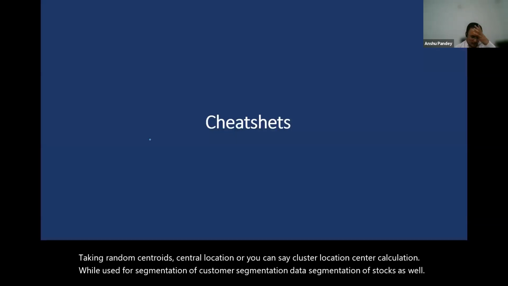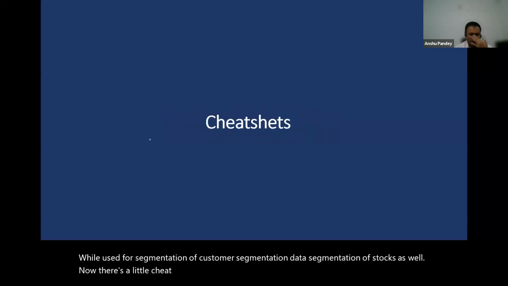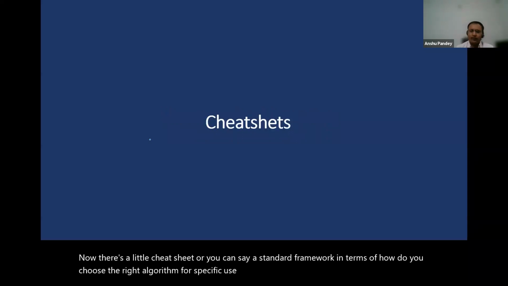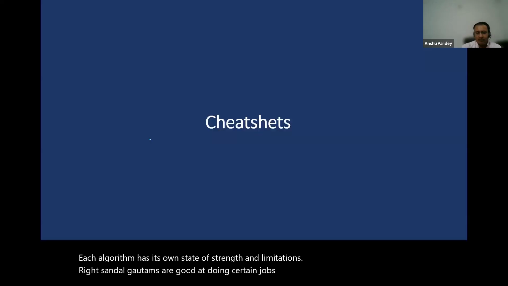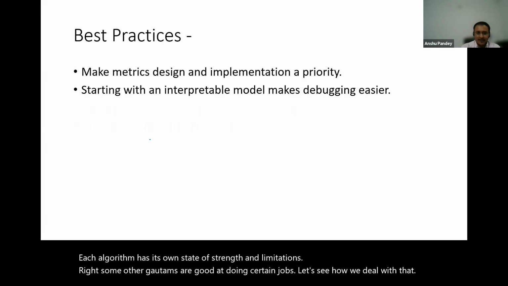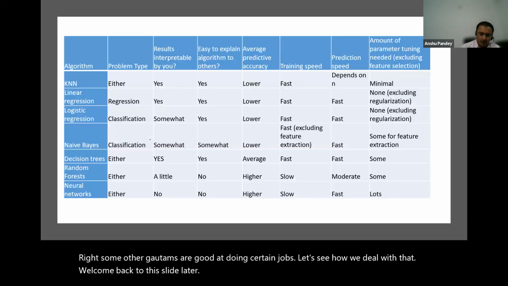Now there's a little cheat sheet, or you can say a standard framework, in terms of how you choose the right algorithm for a specific use case. Each algorithm has its own set of strengths and limitations. Some of the algorithms are good at doing certain jobs. Let's see how we deal with that. We'll come back to this slide later.